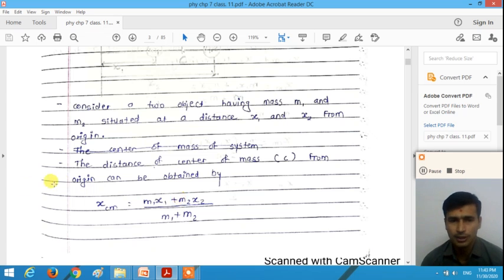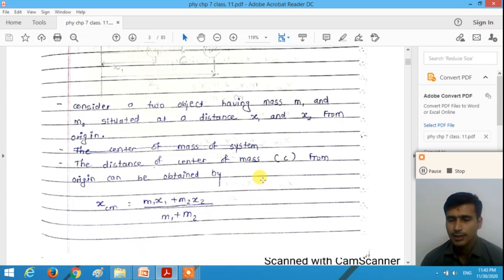So the location of the center of mass, or the distance of the center of mass from the origin, can be obtained by the formula xcm. Here cm stands for center of mass, and x is the distance of the center of mass from the origin, calculated by the formula m1x1 plus m2x2 divided by m1 plus m2.